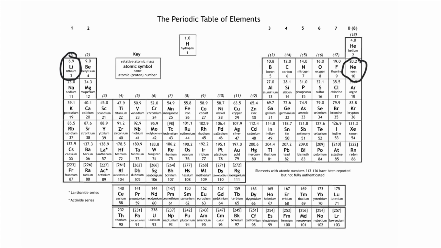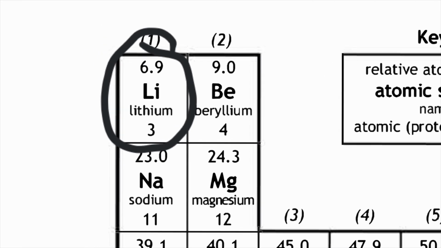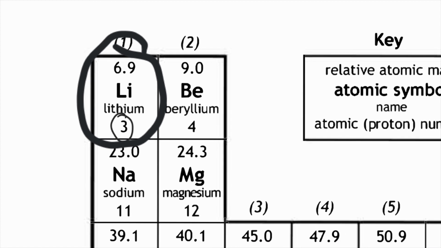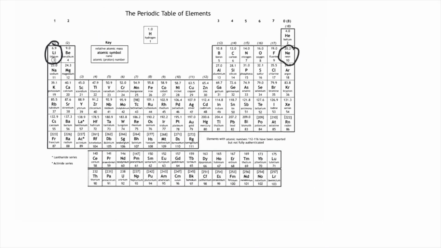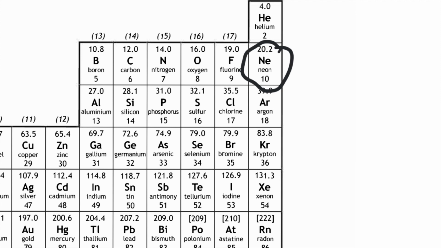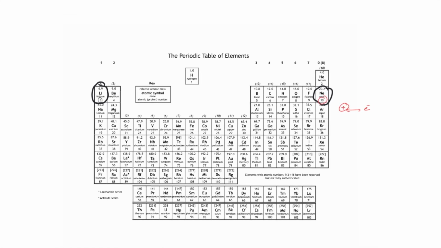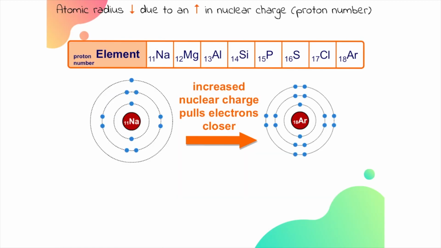How many protons does lithium have? Lithium has 3 protons. That's the atomic number. What about neon on the right? It has 10 protons. Now probably you know that protons are positive, electrons are negative, and if you have more protons, then you have more attraction. Those protons pull the electrons in any atom and make the radius smaller. This is what I mean by the nuclear charge or proton number.